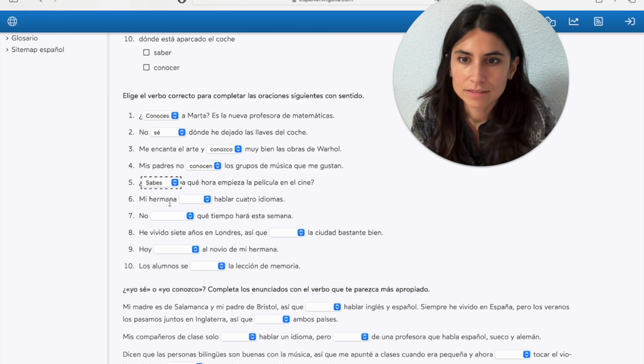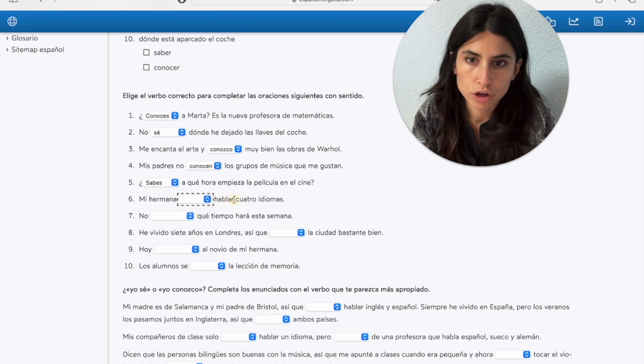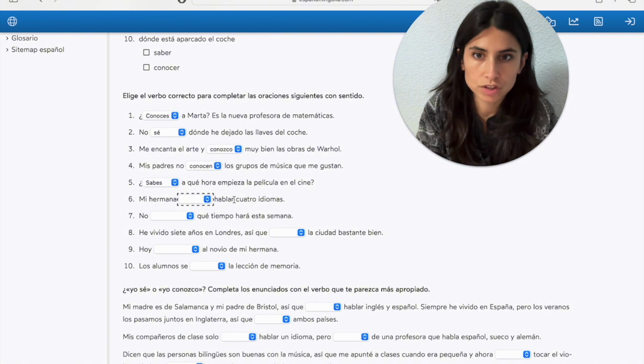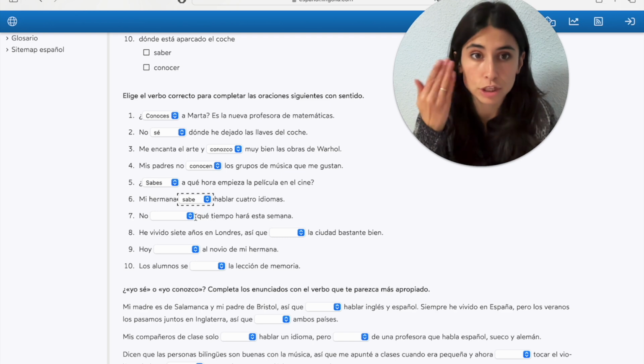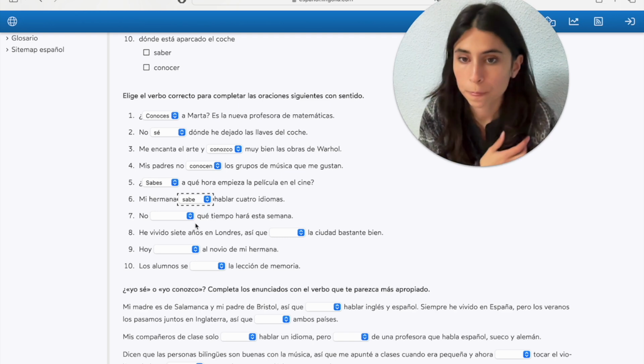Mi hermana conoce o sabe hablar 4 idiomas. To know how to speak a language is saber. Sabe hablar 4 idiomas because it's something that you can intellectually do.